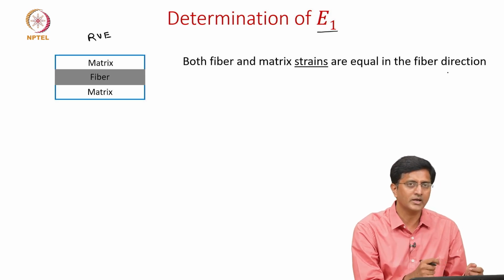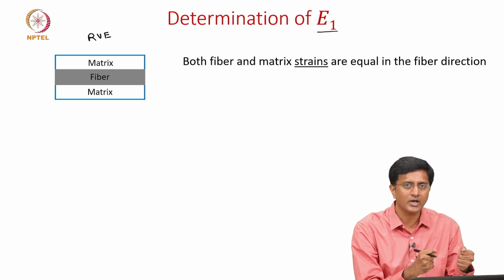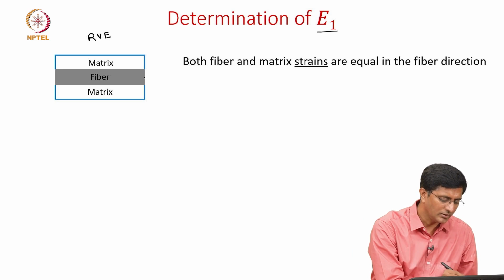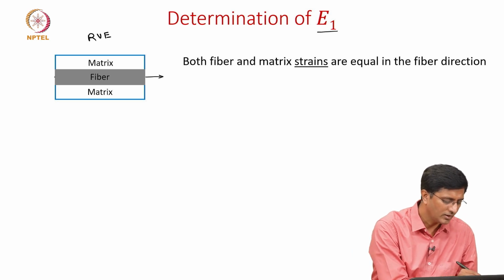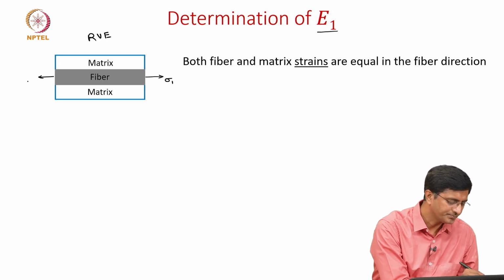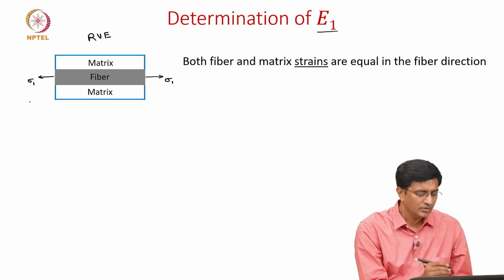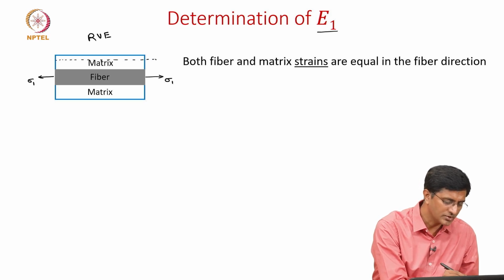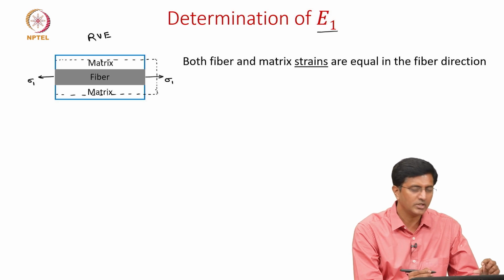The assumption here is both the fibers and matrix strains are equal in the fiber direction. So here we are looking at the loading happening along the fiber direction. So let's say if this is the RVE and this is the load applied in direction 1, sigma 1. Then this composite is expected to deform in so and so fashion. So we expect, since we are applying a tensile load, it will increase in the length, but in the transverse direction there will be decrease.